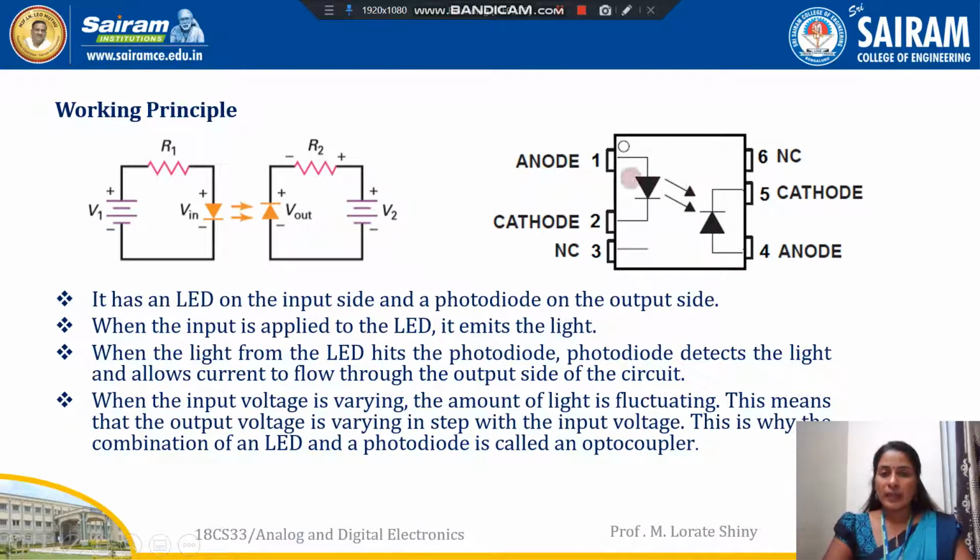You can see the pin diagram here. Both the transmitting device and the receiving device are diodes, two-terminal devices, so only two pins are required each. This is the pin diagram. Between pins 1 and 2 we connected the LED. Then at the third pin there is no connection. Then between the fourth and fifth pins we connected the photodiode. Again at the sixth pin there is no connection.